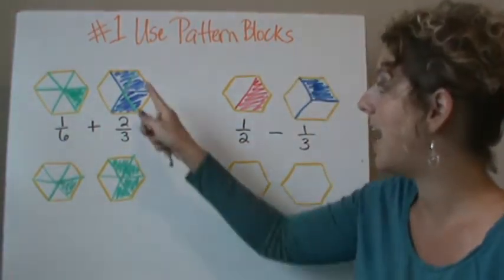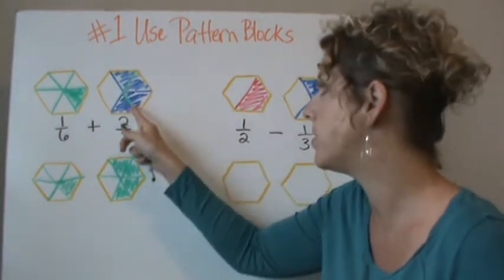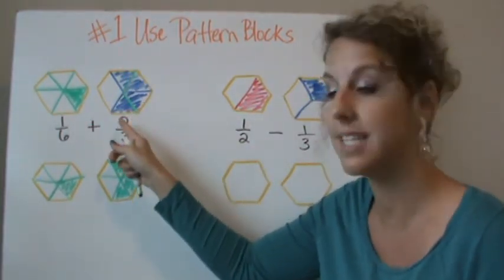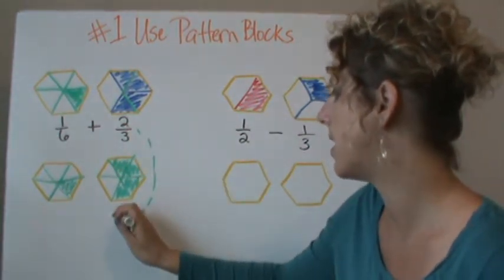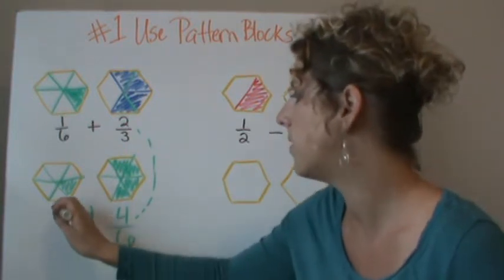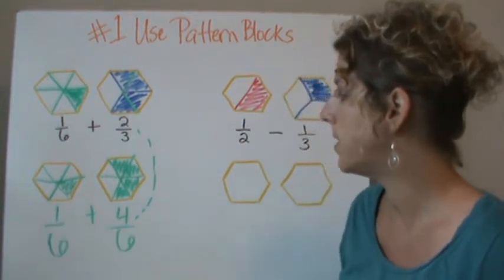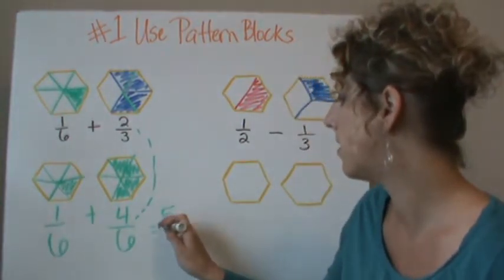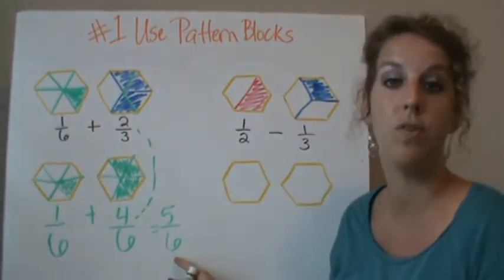So they're the same amount, they have the same amount shaded, but they're just different sizes. So now 2/3, we have exchanged it to make it 4/6. And the 6th already was a 6th, so we didn't have to change that. So 1 plus 4 is 5. So 1/6 plus 2/3 is equal to 5/6.